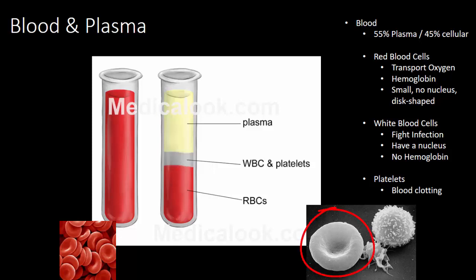Red blood cells, also called erythrocytes, are responsible for transporting oxygen. Red blood cells contain molecules of hemoglobin in the plasma membrane that transport oxygen. They are smaller than most cells, lack a nucleus, and are disc-shaped because they do not have that nucleus. All these features allow for a greater surface area, meaning more hemoglobin to carry oxygen.